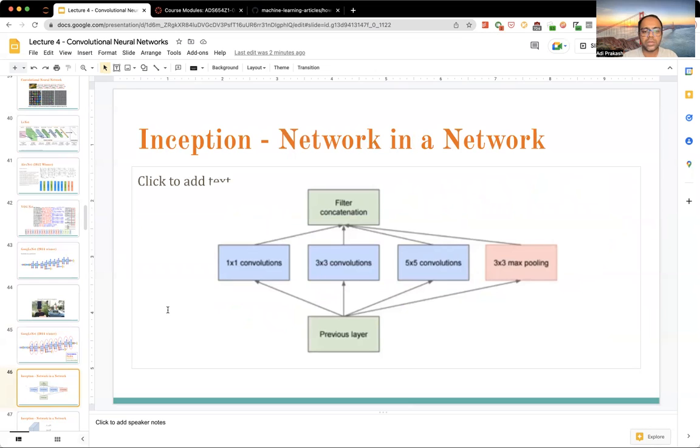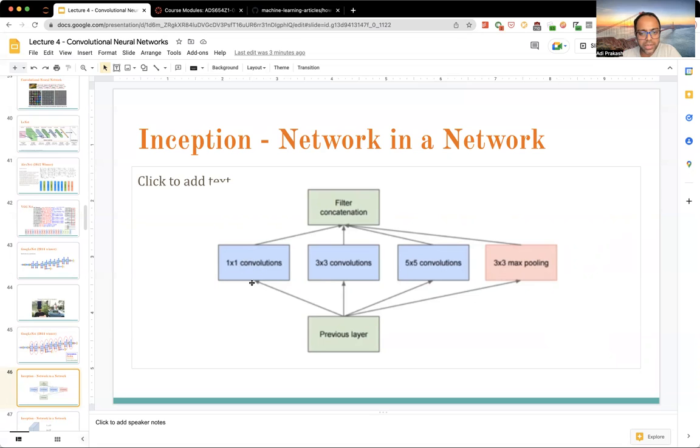You can learn all different types of filter sizes. 1 by 1 is really just each pixel being converted, just transforming each pixel. 3 by 3 for small objects, 5 by 5 for bigger objects. And 3 by 3 max pooling, where maybe even 1 by 1 is too much information and you want to reduce it, so we are taking a fraction of the pixel information. So you get information at 1 pixel, at 3 pixels, at 5.